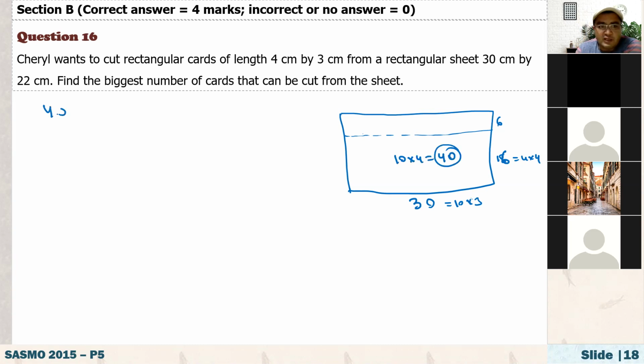So here we have 40 plus, how about from here? 6, it is 30, right? 30 is not divisible by 4. But if I just cut from here, so this will be 2, this will be 6. So here we have 30 is 28. We have 7 times 2. That's equal to 14. So here we have 14. So maximum we can cut 54 pieces.